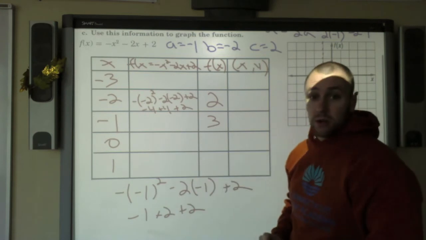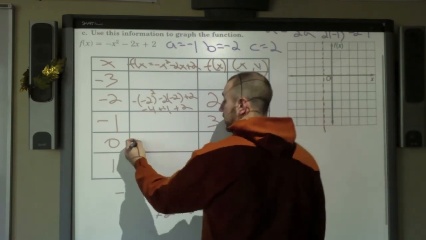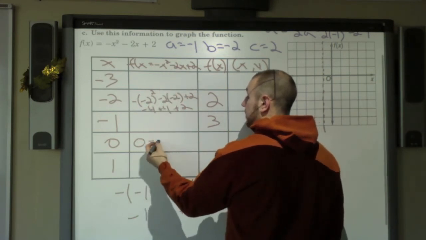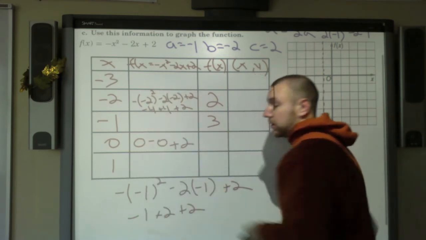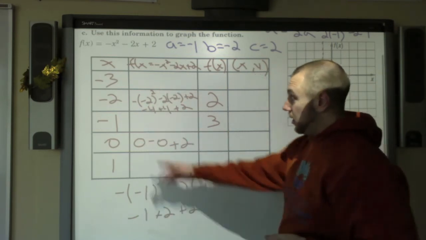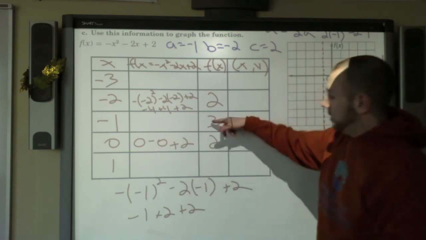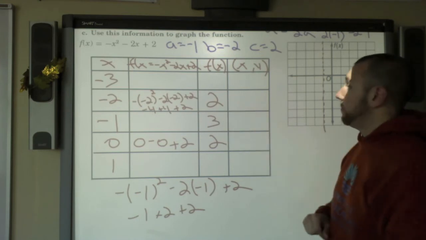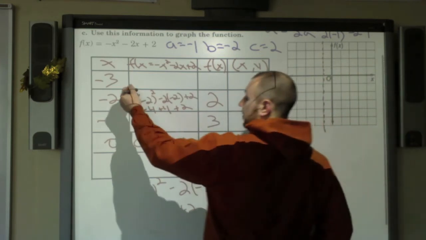0 squared is 0 minus 0 plus 2. 0 is always the easiest one. Oh, look at it, 2. Do you see how the vertex and then the points right next to it, they're the same? Okay? Now let's do the 1, because I know it's going to be the same.